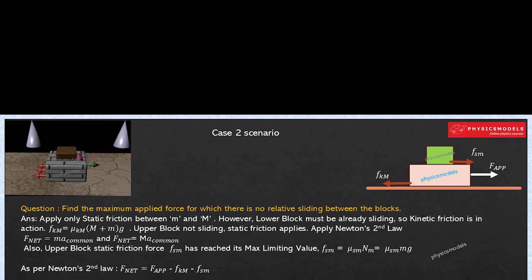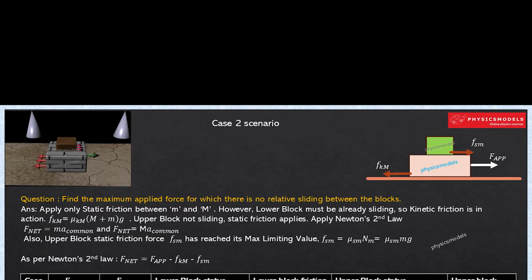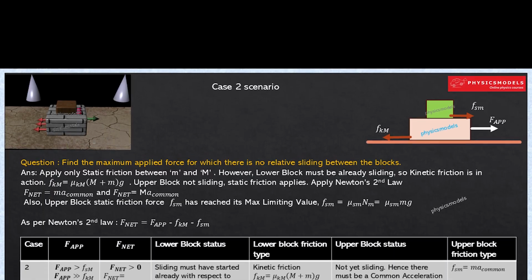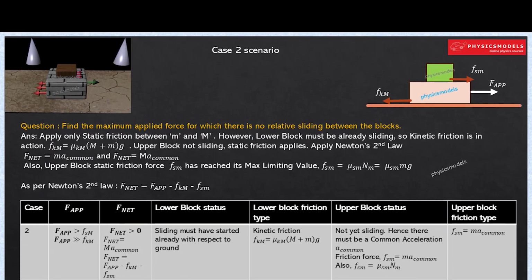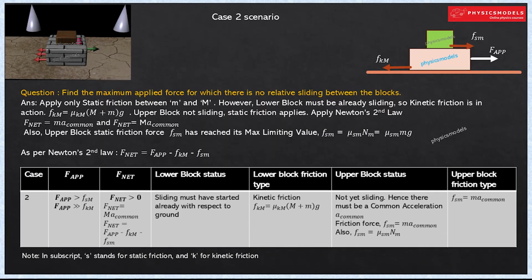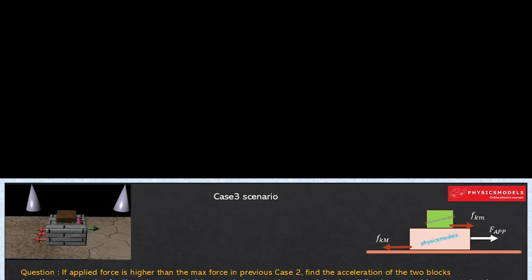So here you have to remember that the lower block has started sliding, so there is kinetic friction with the ground. But upper block should not slide, so there should be static friction between the upper and lower block. The rest of that is similar to what we did before. Go through it and you will be able to understand very clearly. The table below summarizes the status for the various things.